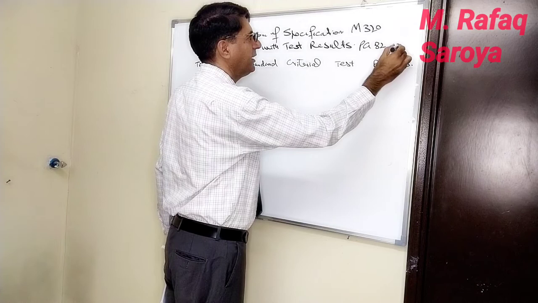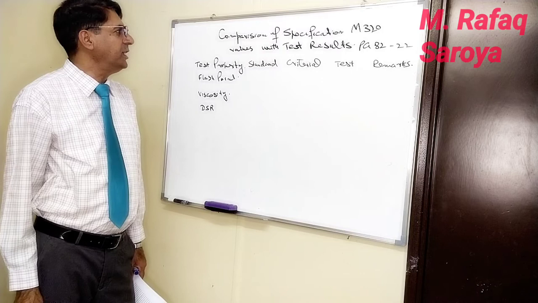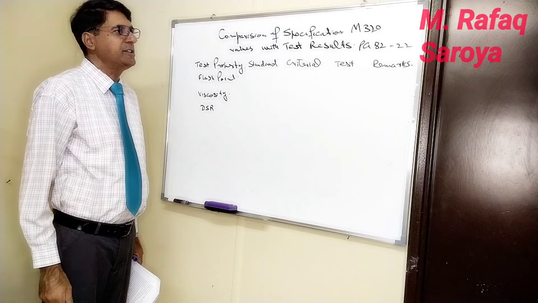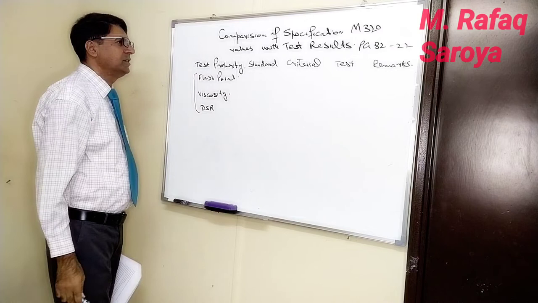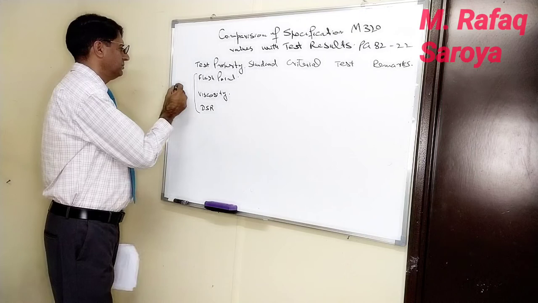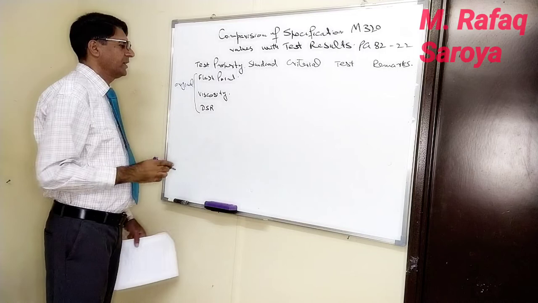The first test is conducted on flash point. Second is the viscosity and third one is the DSR, and this is for the original. Clear? Because your material is divided into three types. This is the original. Now let me explain this table to you.